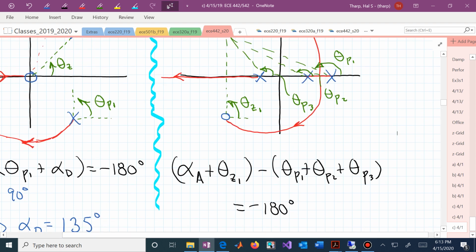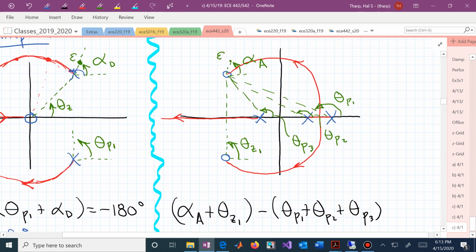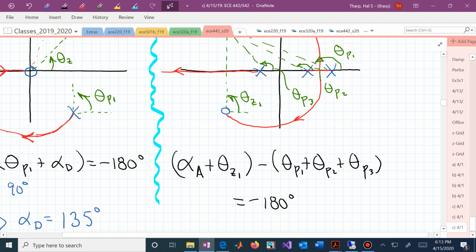All of those now need to sum to equal minus 180. The only unknown is alpha sub a, the arrival angle, and we could then solve for that once we've computed the known angles theta z1, theta p1, theta p2, and theta p3.